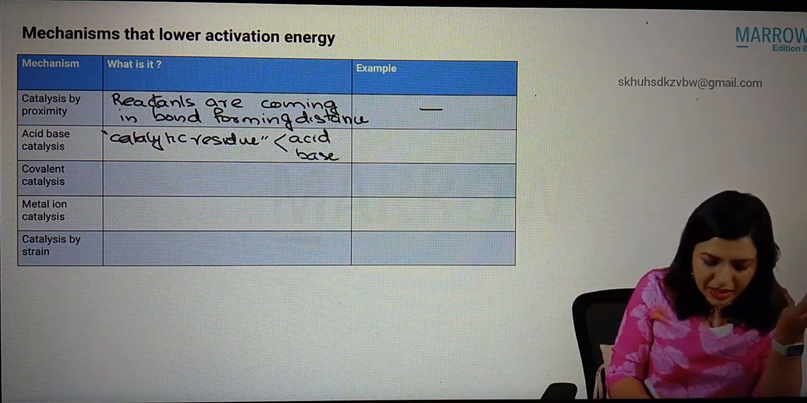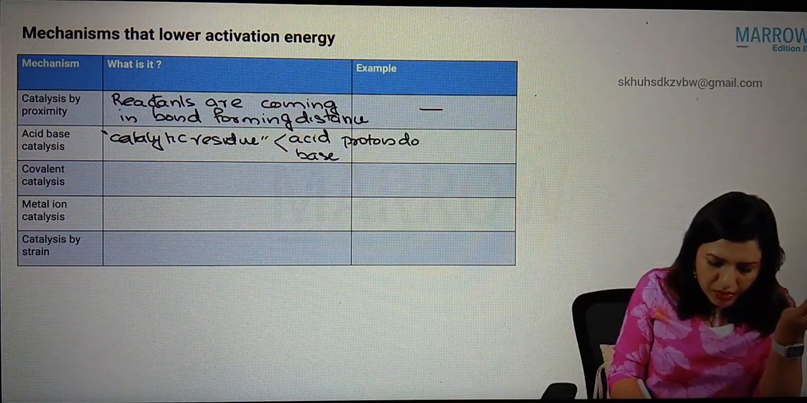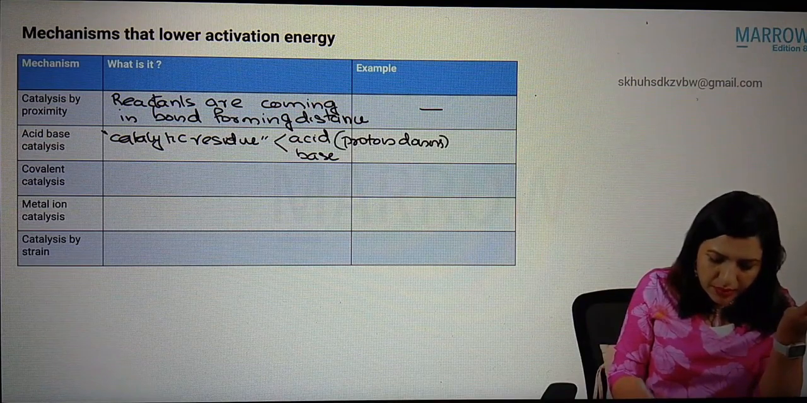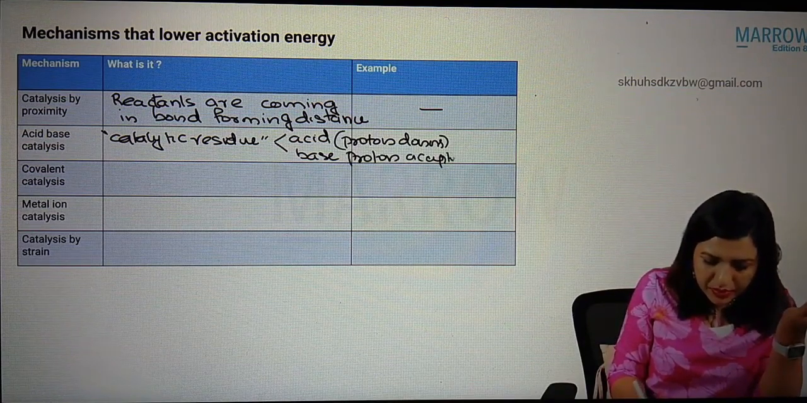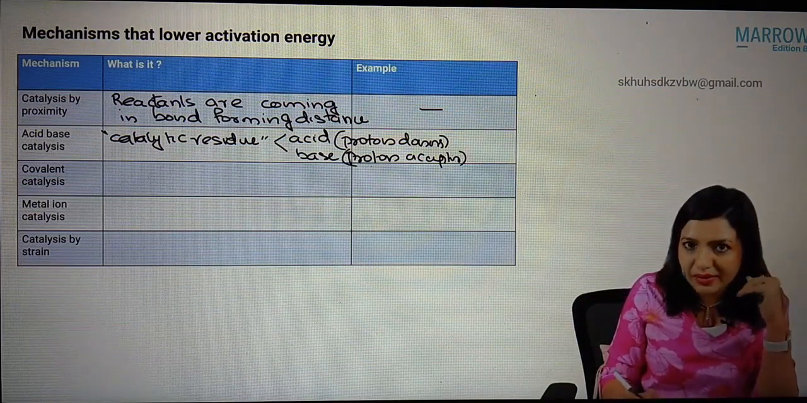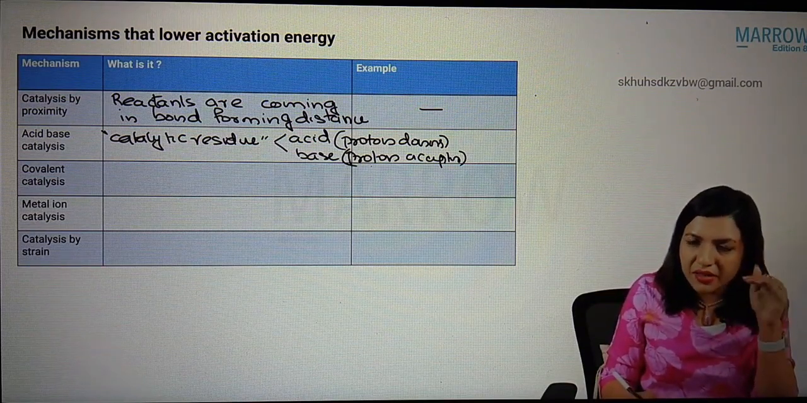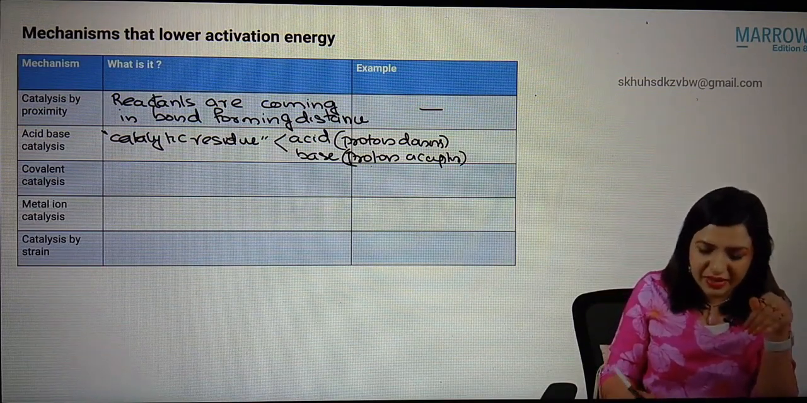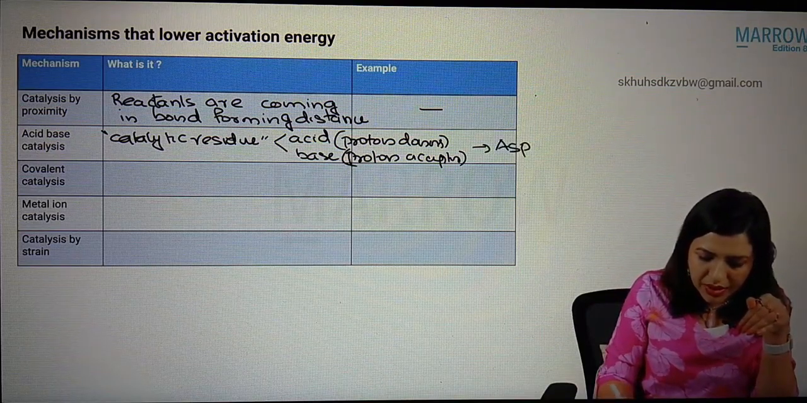What are acids? Acids are proton donors. Bases are proton acceptors. So certain catalytic residues act as proton donors or proton acceptors so that they facilitate this reaction. That is called acid-base catalysis. The example is the aspartate protease enzyme.